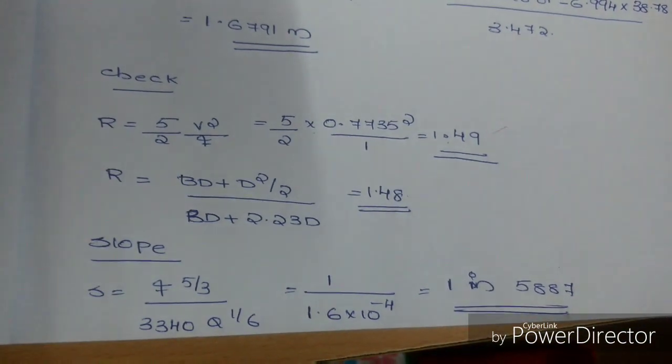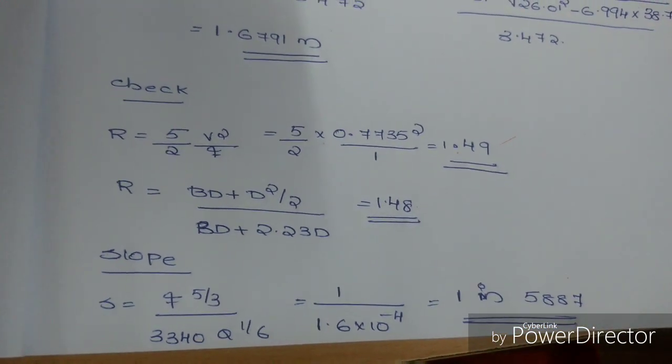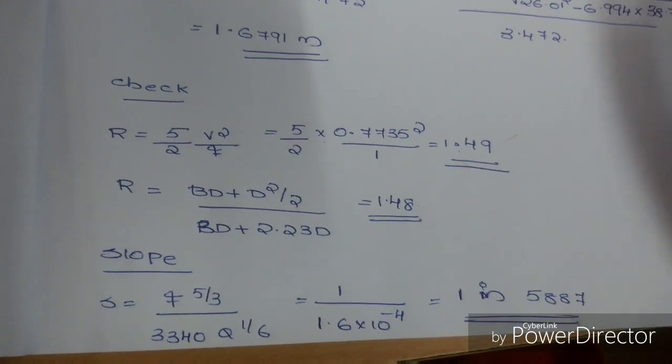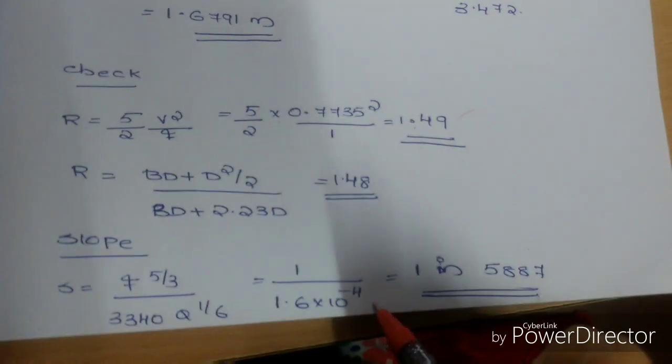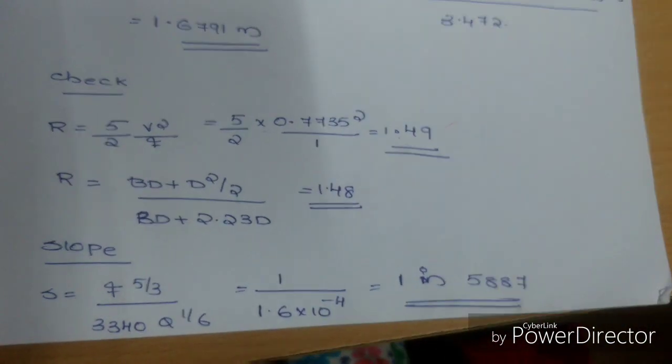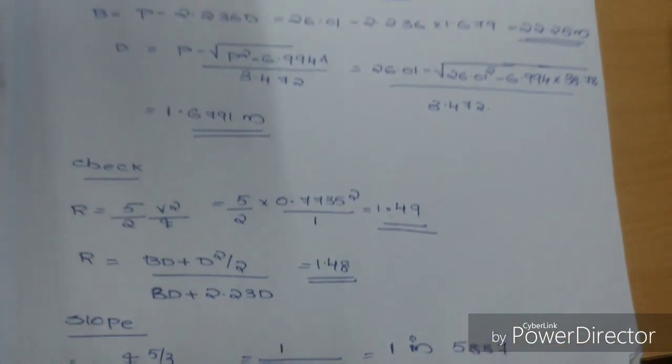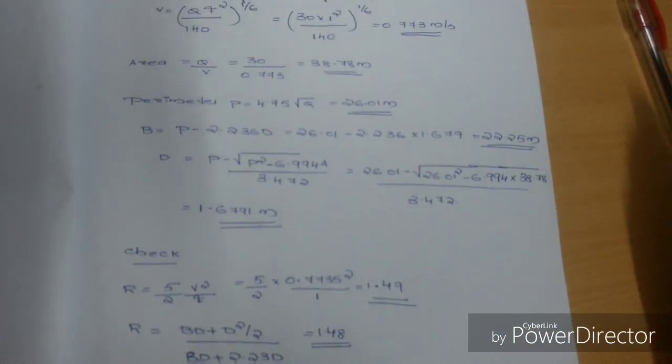Then we go for the slope. S is equal to f raised to 5 by 3 divided by 3340 Q raised to 1 by 6. By just substituting it, we get this answer, and 1 by this we will get the slope. This is how we are going to do it, and it is a simple procedure.